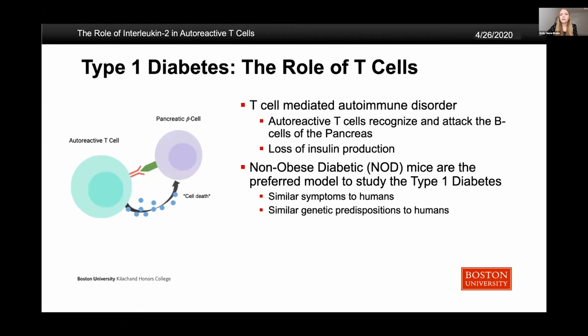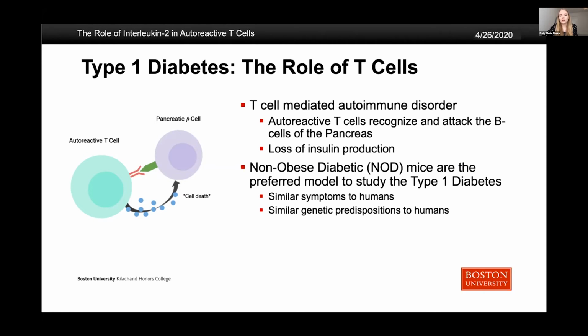So type 1 diabetes is in fact a T cell mediated autoimmune disorder. And what happens is that the autoreactive T cell recognizes and responds to the pancreatic beta cell by causing cell death and tissue damage. And these beta cells in the pancreas are what produce insulin. So that's why in type 1 diabetes patients, we have a loss of insulin production.